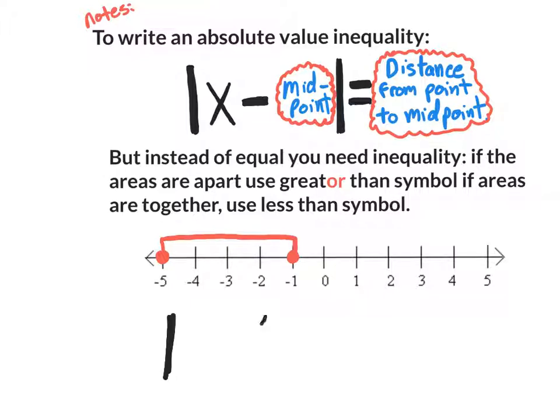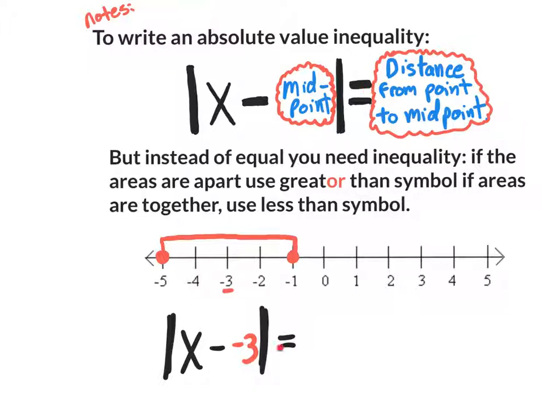Absolute value of x minus the midpoint equals the distance from the point to the midpoint. So if we look at these two dots, the -5 and the -1, what's the midpoint? -3, right? So let me underline that. That's the midpoint. So I'm going to put -3 right in here because that's what it says. The midpoint goes right here.